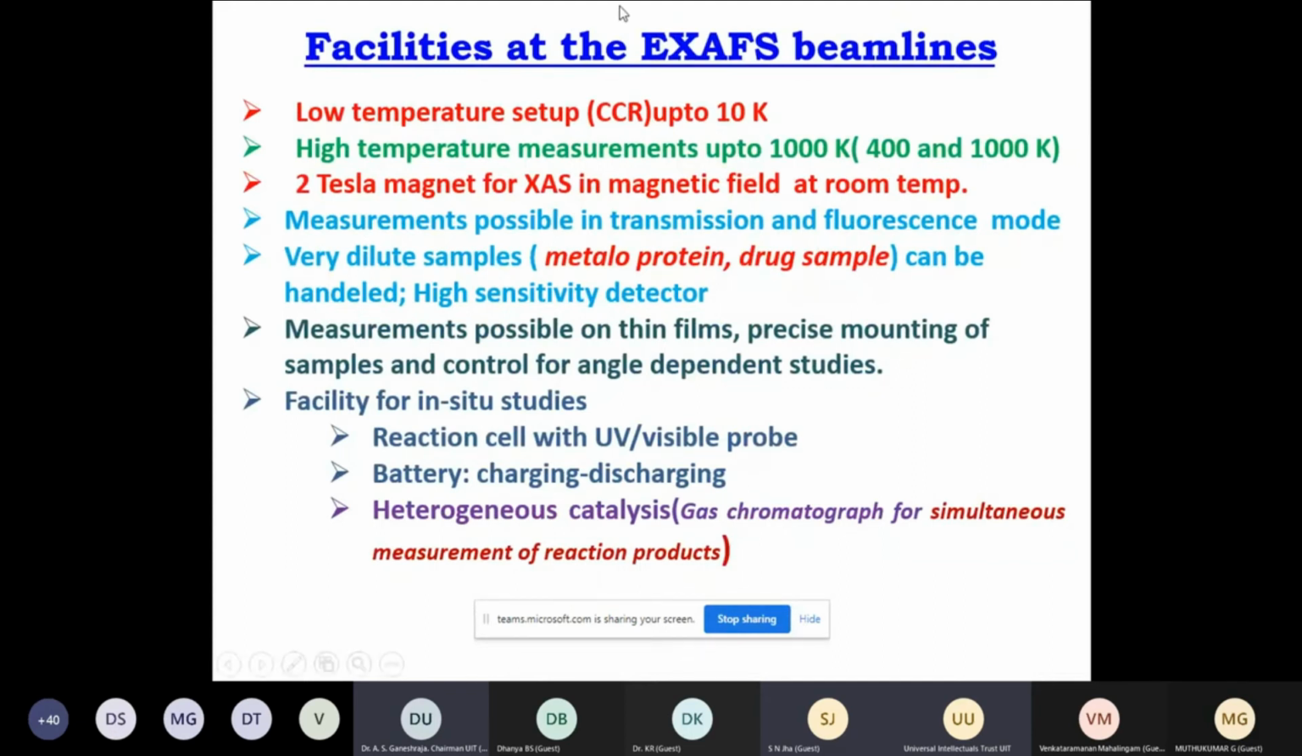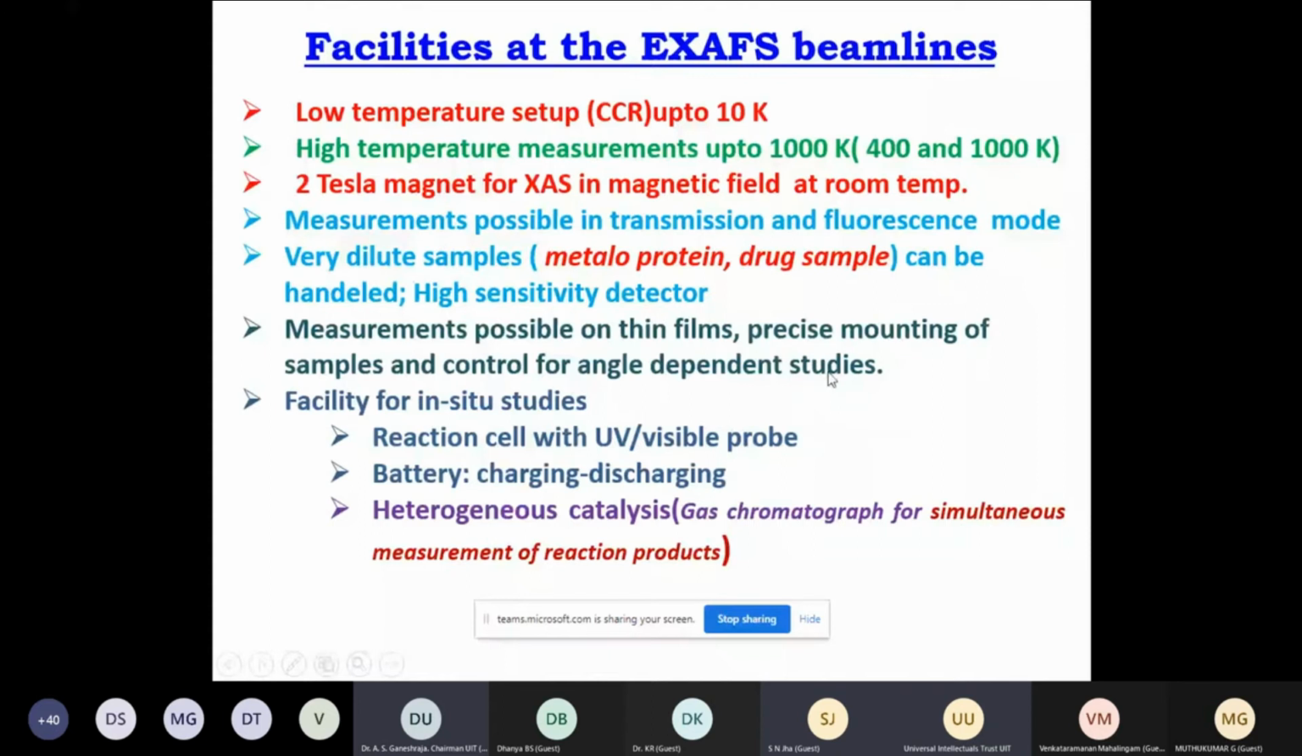For example, from as low as 10 K to 1000 K, temperature dependent studies can be done. And recently we have set up a 2 Tesla magnet for EXAFS in the magnetic field at room temperature. Then we have recently augmented with a 4 element detector, which can be used for metalloprotein or drug sample. Measurement is also possible on thin films, with precise mounting of samples and control for angle dependent studies.